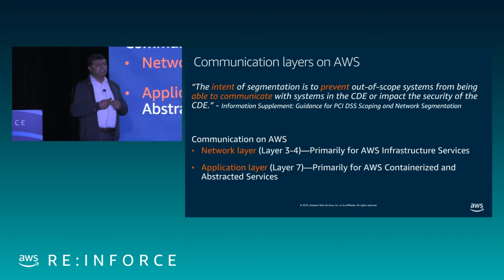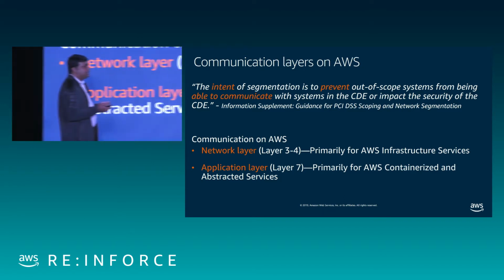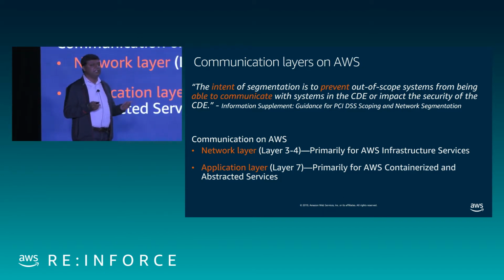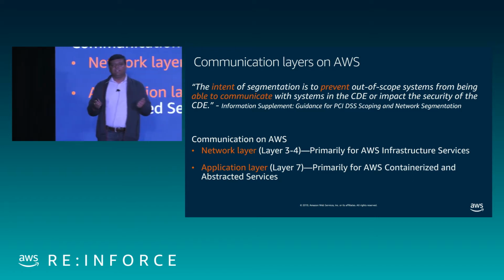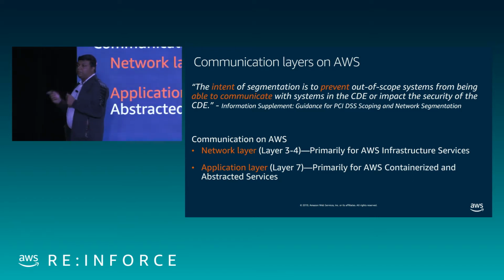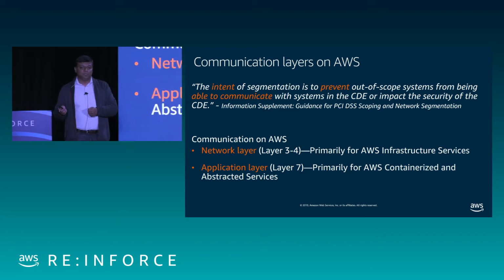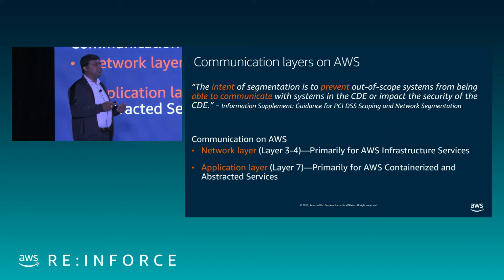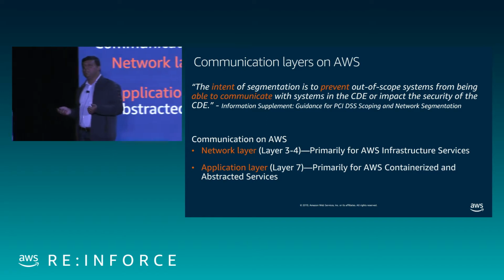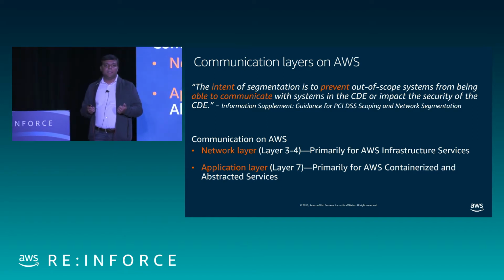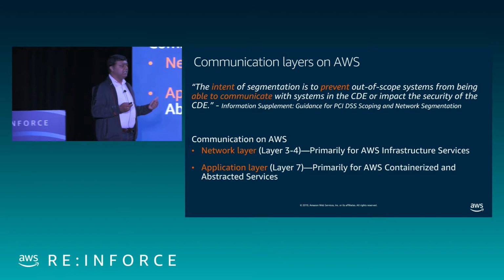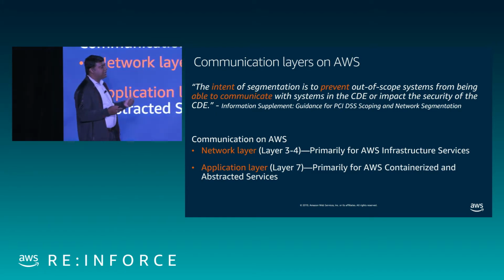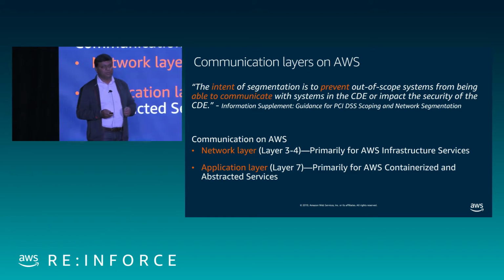The next unique thing about AWS is the communication layers. If you look at the scoping and segmentation guidance, it says that the intent of segmentation is to prevent communication between an out-of-scope system and an in-scope system. Now, communication on AWS can be at different layers. It can be at a network layer, which is primarily for infrastructure services, and it is also at the API layer or the application layer, primarily for abstracted services, and we'll look into the details of that.